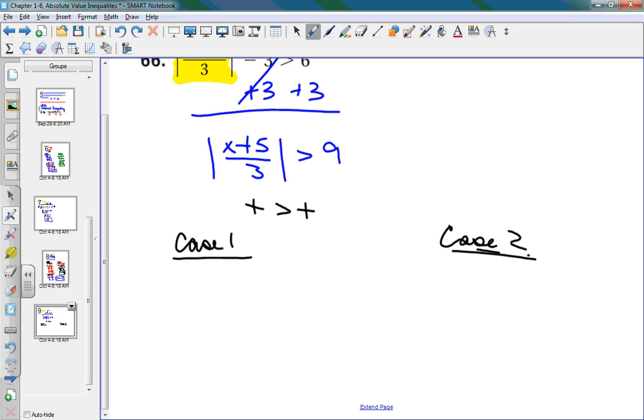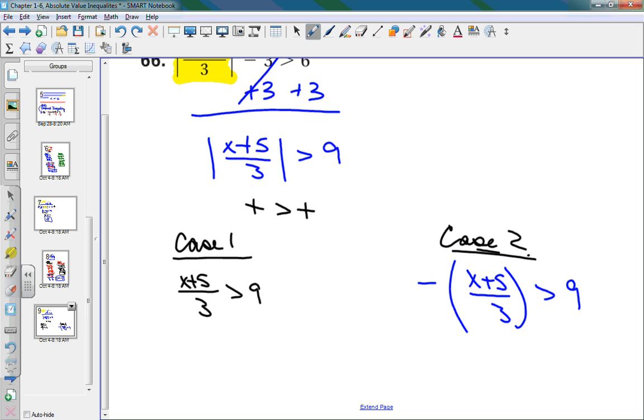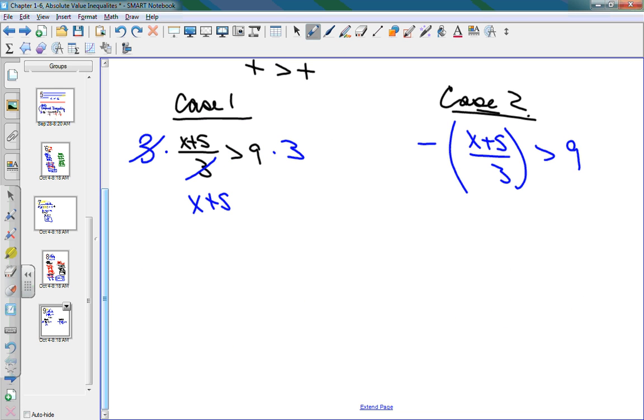So what's case 1? X plus 5 over 3 is greater than 9. And what's case 2? Negative x plus 5 over 3 is greater than 9. Now, if I solve case 1, how is that 3 attached to the x plus the 5? So how do I get rid of it? You multiply both sides by the value 3. So if I multiply by the value 3, do I flip the sign? No, I don't. So that gives me 27. Now what do I do? I need to subtract 5. So x is greater than 27 minus 5 gives me 22.